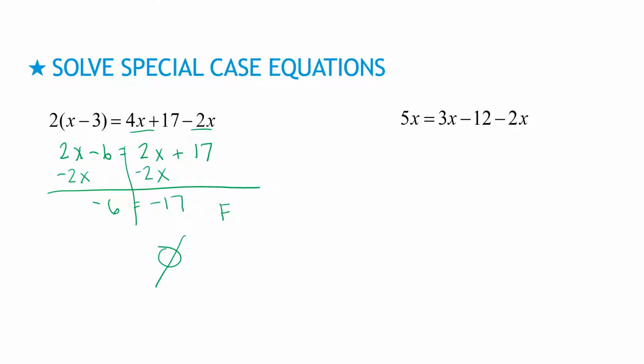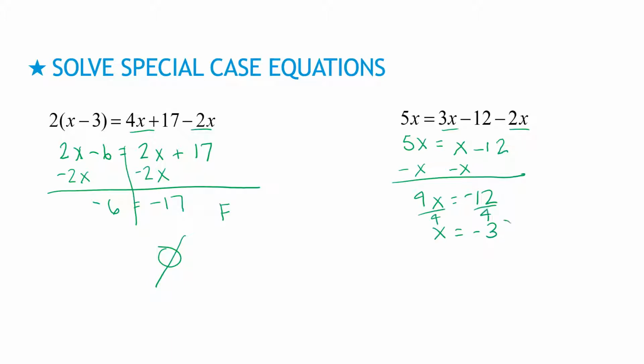And my second, I don't have to do any distributive property on this one, but I do combine these two. 3x minus 2x gives me x minus 12. And notice, I threw this one in to make sure you were paying attention. This is not a special case equation. I end up with 4x equals -12, so x equals -3 by dividing by 4. So don't just assume they're going to be special case equations. This is what we ended up with this time, just one solution.